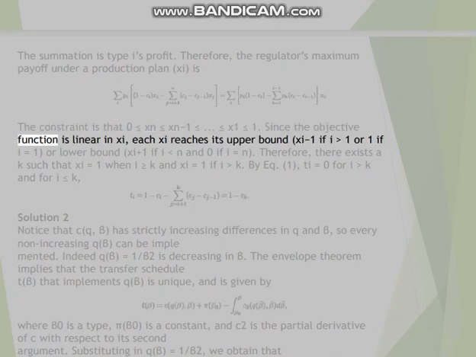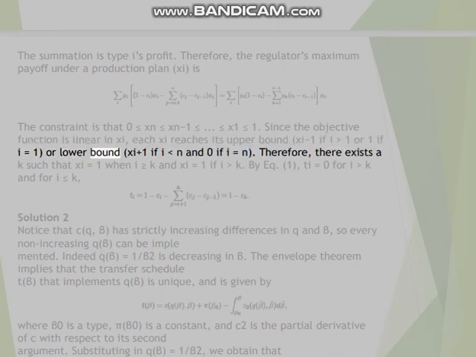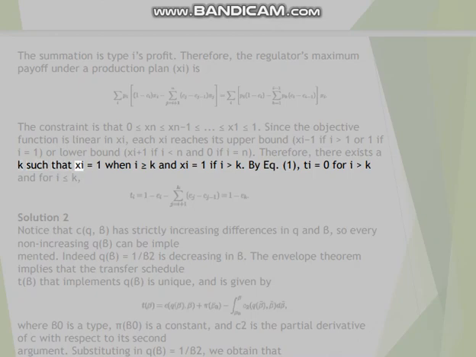Since the objective function is linear in x, each xi reaches its upper bound, xi minus 1 if i greater than 1 or 1 if i equals 1, or lower bound, xi plus 1 if i less than n and 0 if i equals n. Therefore, there exists a k such that xi equals 1 when i is less than or equal to k and xi equals 0 if i greater than k. By equation 1, Ti equals 0 for i greater than k.